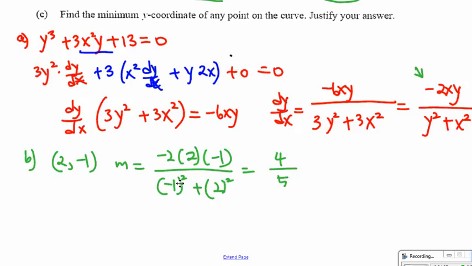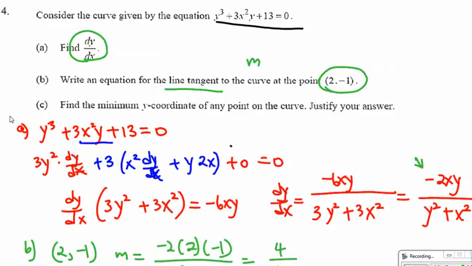Now, then what we end up getting is the equation becomes y plus 1 equals 4 over 5 times x minus 2. This becomes the equation of the tangent line.